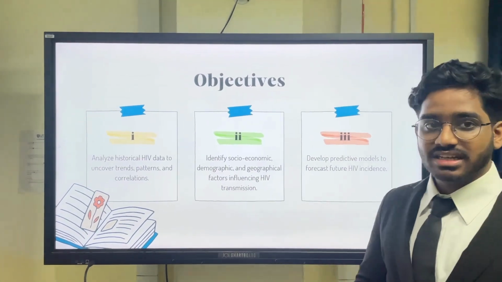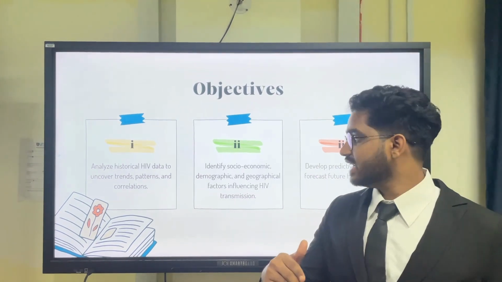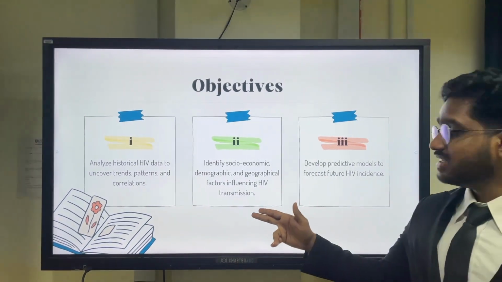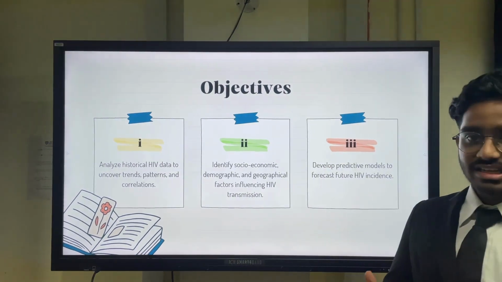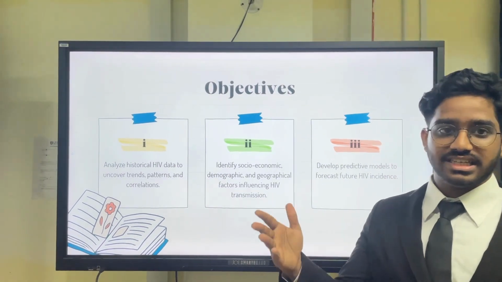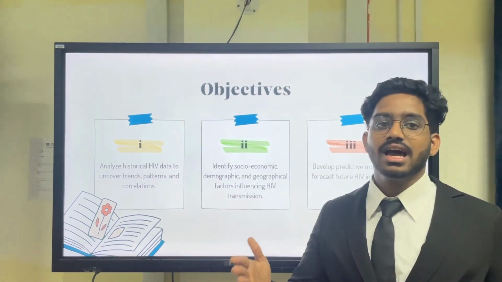These are the objectives. First, we have to analyze historical HIV data to uncover trends, patterns and correlations. Second, identify socio-economic, demographic and geographical factors influencing HIV cases. And third, we have to develop predictive models to forecast HIV cases.